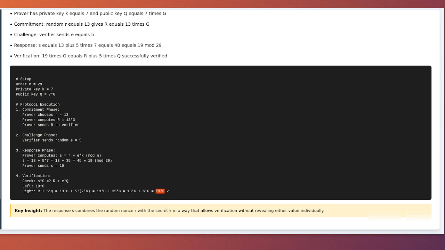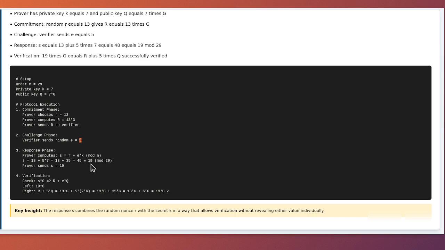This example demonstrates several key points. First, the prover never revealed K equals 7, yet they successfully convinced the verifier. Second, the response S equals 19 does not directly reveal R or K. It is a combination of both. Third, the verification equation holds precisely because of the mathematical structure of the protocol. Fourth, the random challenge E is essential. Without it, a malicious prover might be able to forge proofs.